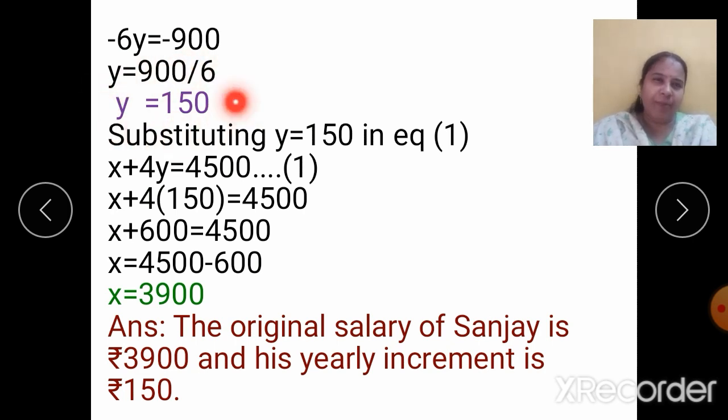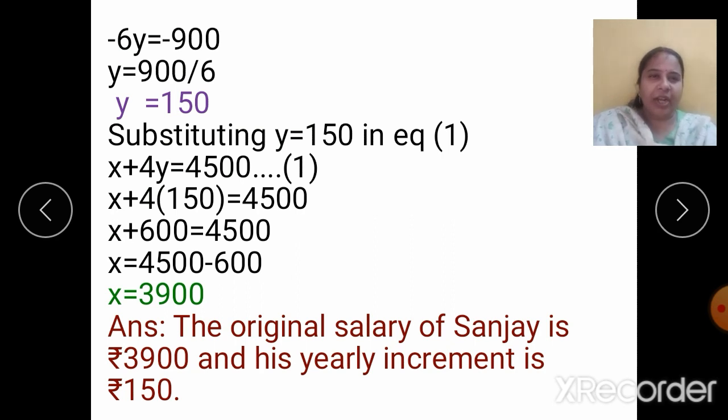This is one part of the answer. Substitute this Y is equal to 150 in equation number 1. X plus 4Y is equal to 4500 was my equation number 1, in which Y I have to substitute 150. So X plus 4 into 150 is equal to 4500. When I multiply this, I get 600. Shift this 600 this side. 4500 minus 600. So X will be 3900. We have got the value of X, we have got the value of Y. Correct? So this way we will write the final answer.